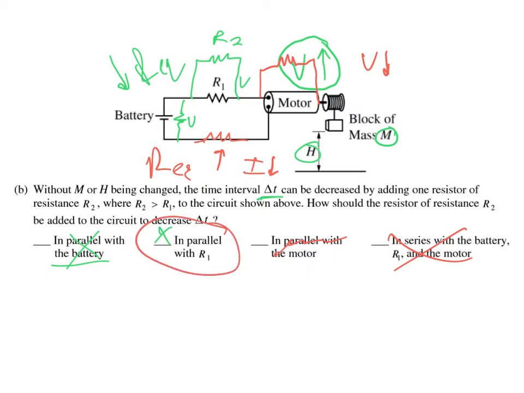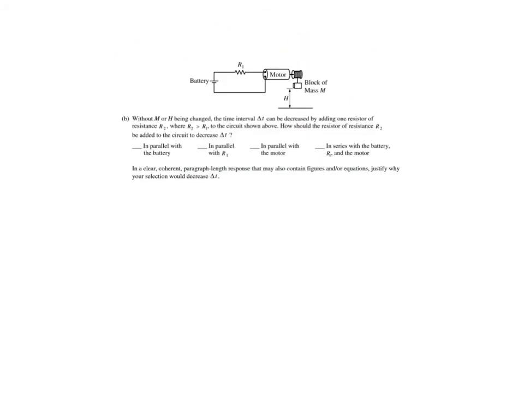So guess how many points you get for this? Checking the right box. That is, of course, 0. You don't get any points for checking the right box. But it helps you think about what's going on. So now the rest of this question is, we know that it's in parallel with R1. In a clear, coherent paragraph-like response, justify why it decreases delta T. So where do we begin?